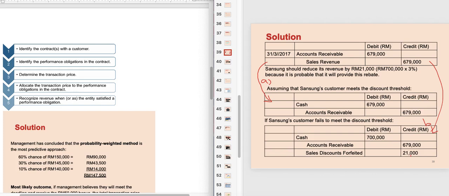And you credit it. So this one will become income for the business. It is on the credit side, but it is not recognized as revenue. It is recognized as sales discount forfeited. It is not sales revenue. It is other income.